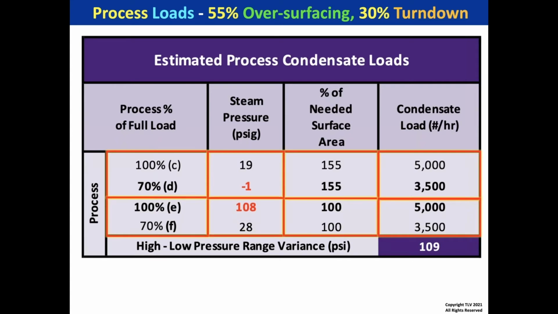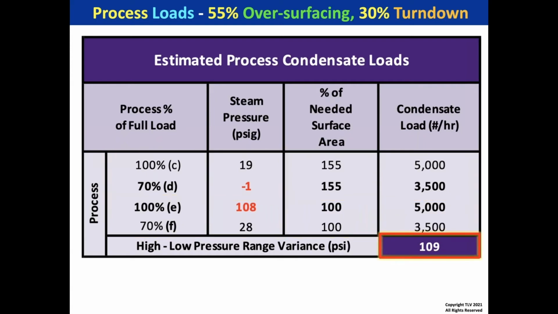Now look at this. The steam pressure has to adjust for that loss of area, and it jumps up to 108 at 100% of load. Isn't that amazing? So our range of load and our variance is from 70% at clean tube surface to have a -1, to 100% of load at 100% of surface area to have a pressure of 108. That's 109 psi variance. How would you design for that?